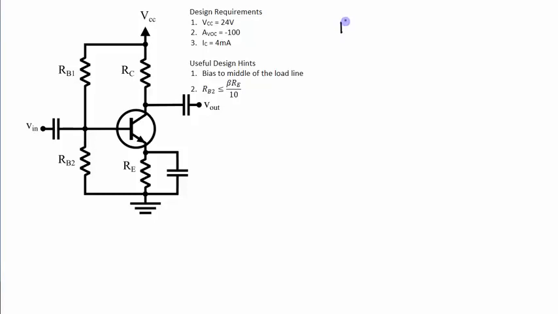So first of all, I am designing it to have a collector current of 4 milliamps. That means right away I can figure out what my little re value is: 26 millivolts over IE, and IE and IC are approximately the same. Okay, so now I know what my little re value is, the internal resistance of the emitter of the transistor.